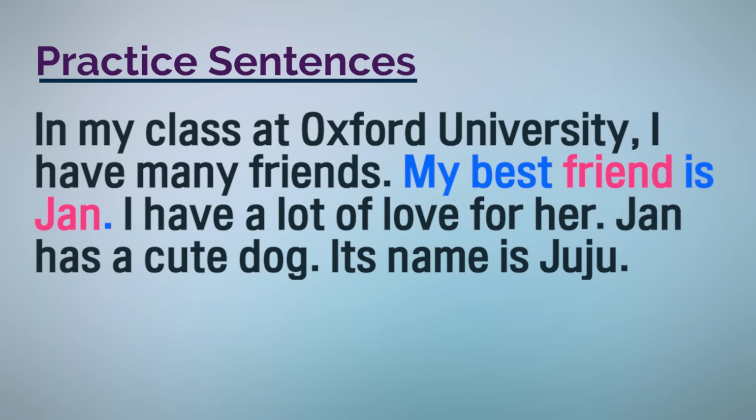Then I have a lot of love for her. What noun can you see? Of course, love. Remember the abstract noun we talked about a few minutes ago. And finally, Jen has a cute dog. Its name is Juju. What nouns can we find? We can see Jen, again, proper noun. Dog, common noun. But also name and Juju. Name is a common noun. Juju is the proper noun. It's capitalized.